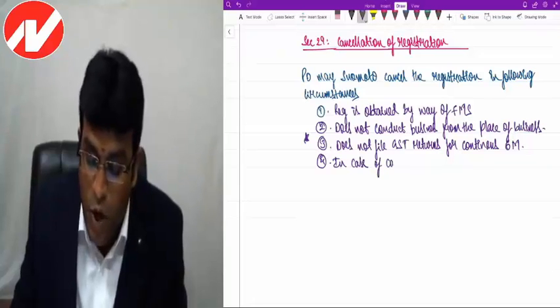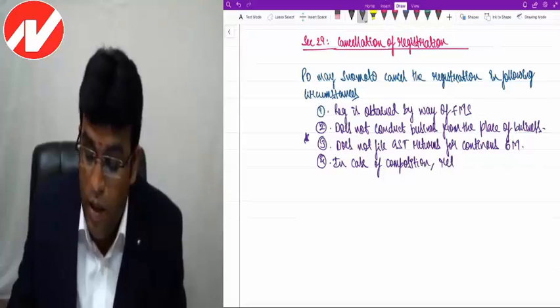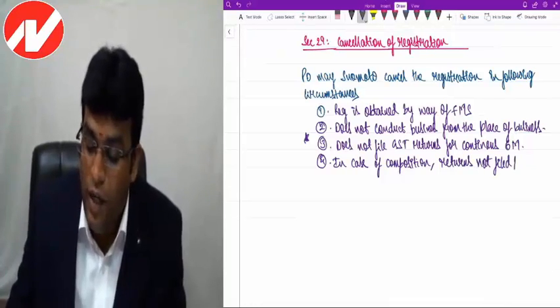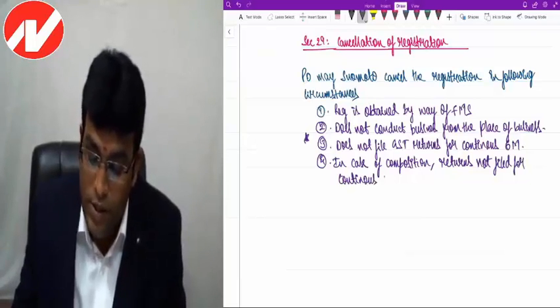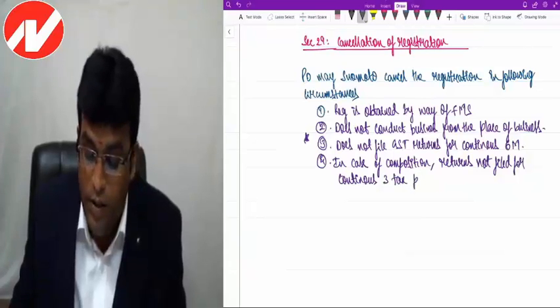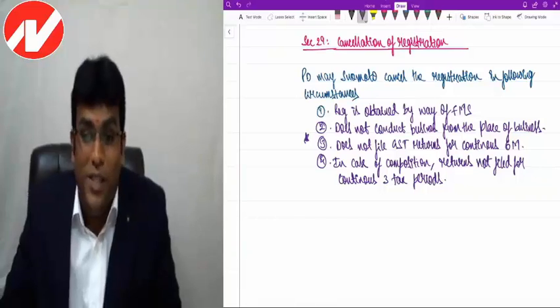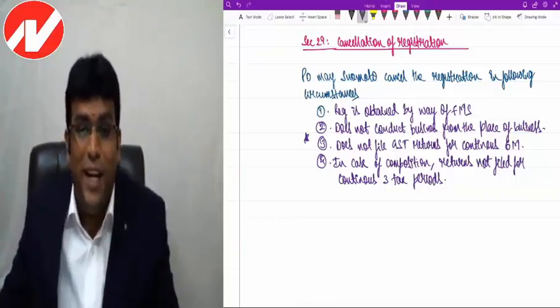Next, in case of composition, returns not filed for continuous 3 tax periods. So in the normal case, it is continuous 6 months, but for composition, it is returns not filed for continuous 3 tax periods.